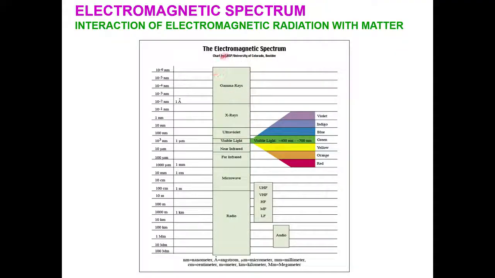Look at this slide. Here I have shown you the electromagnetic spectrum chart by the University of Colorado, Boulder, and that consists of gamma rays, X-rays, ultraviolet rays, then visible light somewhere in the middle, and near infrared, far infrared, microwaves and radio waves. Here you see I have listed the wavelengths on the left side. For example, gamma rays have a wavelength of 10 raised to minus 6 nanometers, ranging up to 10 raised to minus 2 nanometer. So, 10 raised to minus 2 nanometer is 1 angstrom unit.